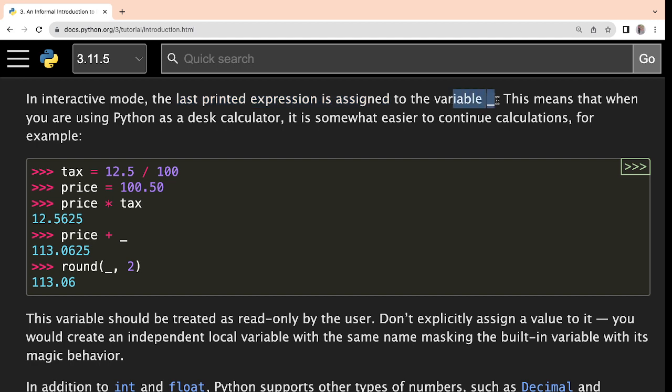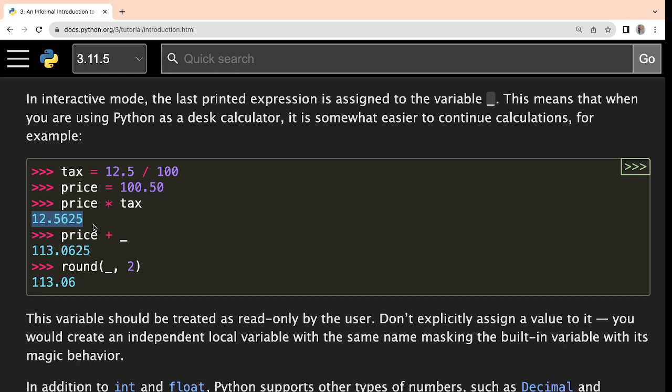This variable is the symbol underscore. As you can see here, let us say tax equals this, we are calculating some value and storing it in tax. After that, in price, I am storing the value 100.50. And then I am calculating price into tax. After multiplying, I am getting this value. Now you see one thing, this value 12.5625 is not stored in any variable, right? I have not stored it in any variable.